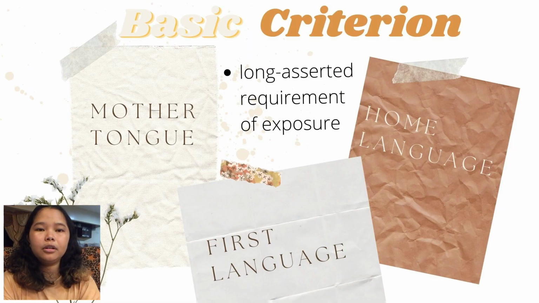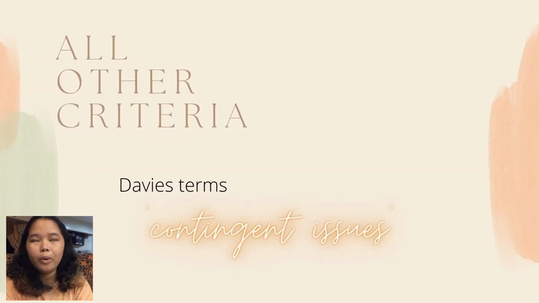The basic criterion remains the long-asserted requirement of exposure in early childhood, variously referred to as mother tongue, first language, and home language. All other criteria are what Davis terms contingent issues. That is, for example, it is possible, though perhaps difficult, for someone for whom English was not mother, home, or first language to acquire access and intuitions about his or her own grammar and facility in creative performance, and so on.